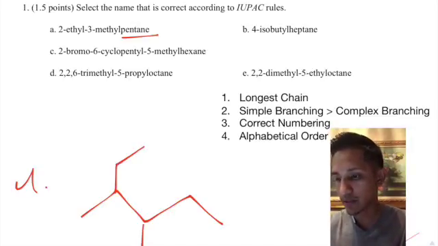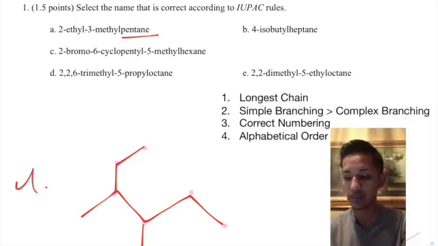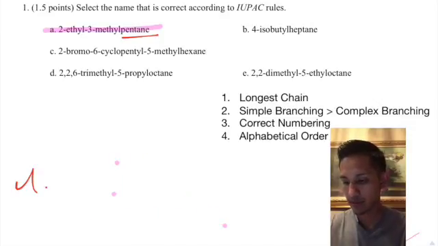Okay, so first thing we want to look for, longest chain. 1, 2, 3, 4, 5, 6. Notice that we do not have the longest chain. Hexane should actually be our base, and we should actually call this a 3,4-dimethylhexane. So A is a no-go. Okay, so moving on to B.